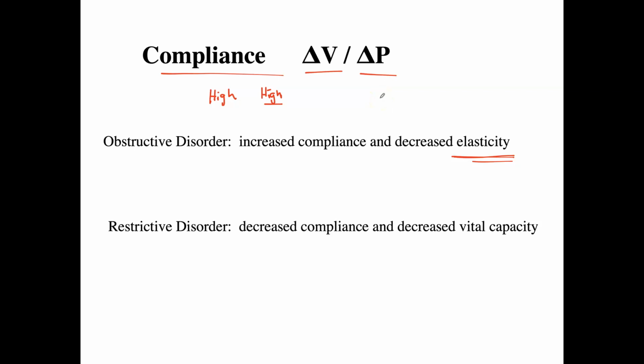So from a clinical standpoint, we could look at conditions that affect some of these properties of our lungs. The first thing we can look at is the idea of obstructive disorders. Typically, we refer to these things as COPDs or chronic obstructive pulmonary diseases. Chronic obstructive pulmonary diseases would be things like emphysema. And so what's happening in these conditions is we see increased compliance.